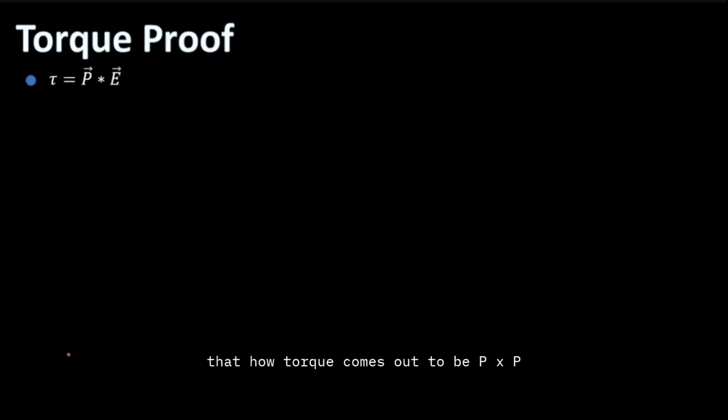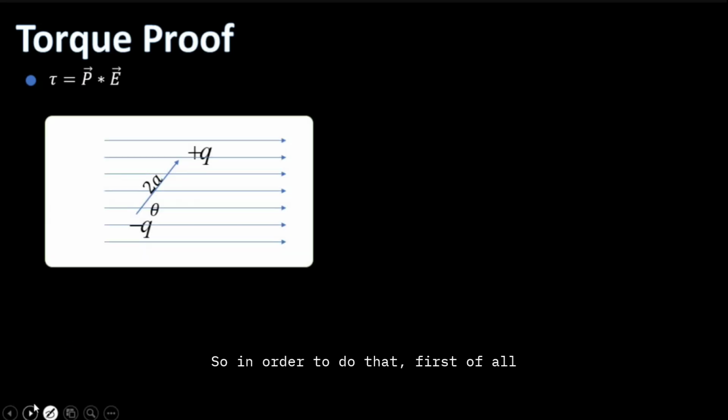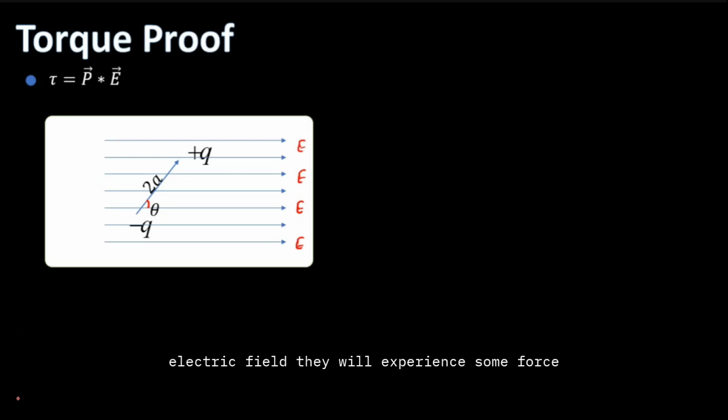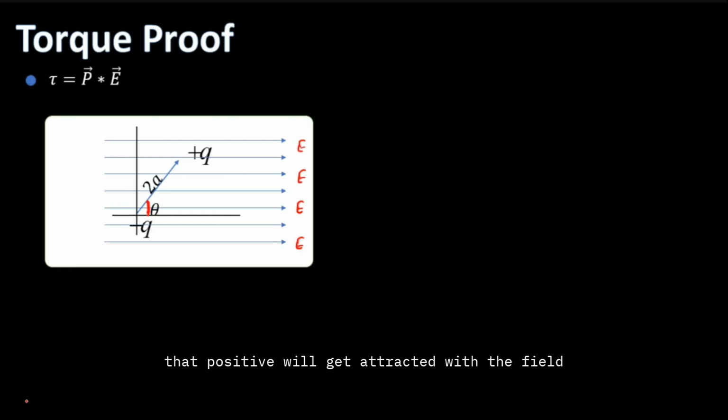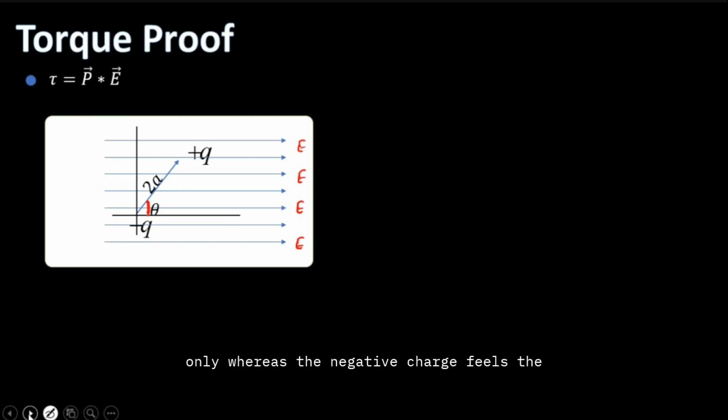So let us try to prove how torque comes out to be P cross E. In order to do that, first of all, we have to assume that there is a dipole and that dipole is placed at some angle theta with the uniform electric field. Now, as we already know, when these charges are placed in a uniform electric field, they will experience some force. So what is the direction of force? The positive charge will feel force in the direction of the field and start moving with the field, whereas the negative charge feels the force in the opposite direction.